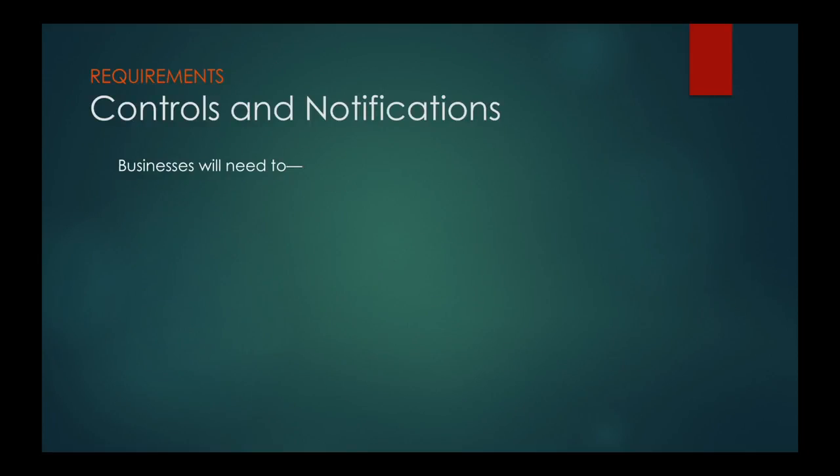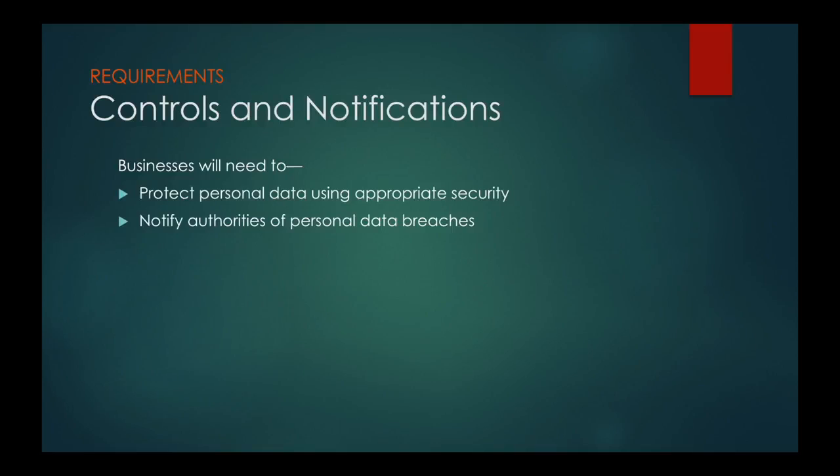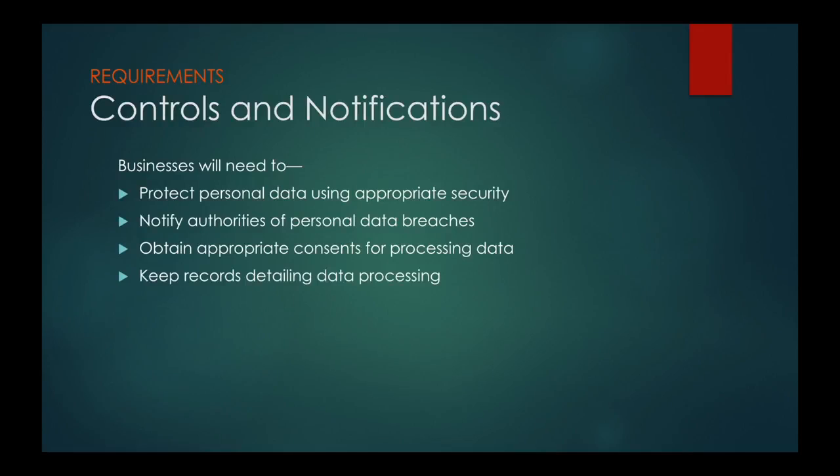So there are three areas of requirements. The first, controls and notifications, says businesses will need to protect personal data using appropriate security, notify authorities of personal data breaches, obtain appropriate consents for processing data, and keep records detailing data processing.